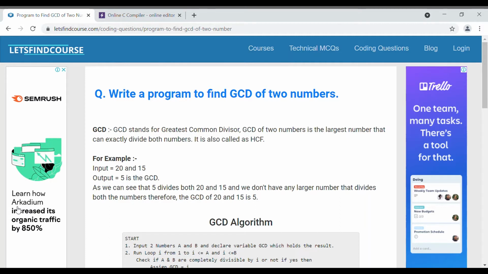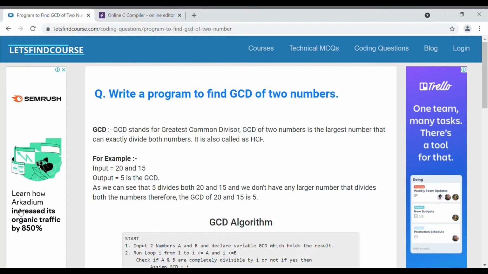Below 5 you will find that 2 is not a GCD, right? 2 does not divide 15, 3 does not divide 20, 4 does not divide 15. Then we have 5. Yes, it divides both 20 and 15. And when we see the next number 6, no, 15 and 20 both are not divisible by 6. 7, both are not divisible. 8, none of them are divisible. 9, none of them are divisible. So if you check, you will find only 5 divides both the numbers 20 and 15 completely, and the remainder is 0.